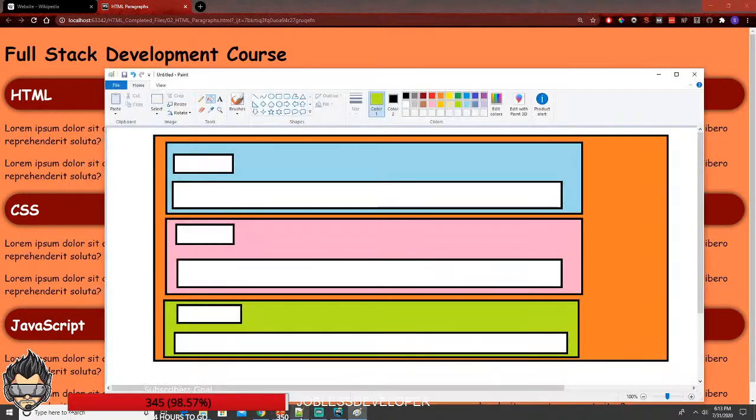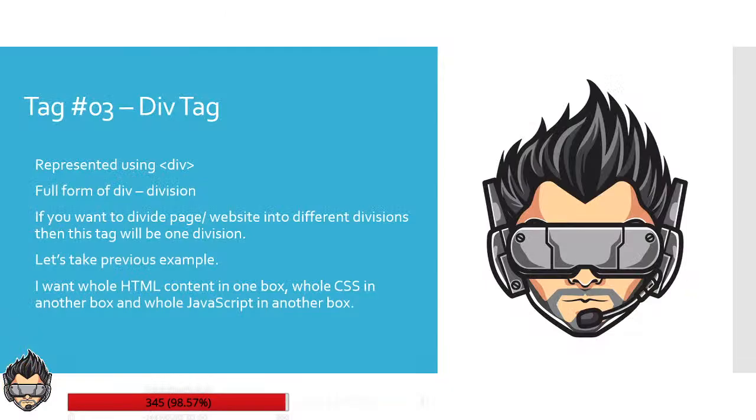So here comes the division. What this division tag will do is whatever you include within this division tag is considered as one separate component. So component as in, let's go with the slides itself because everything has been explained here. Let's take the previous example. I want the whole HTML content to be in one box, the whole CSS content in another box, and the whole JavaScript content in another box.